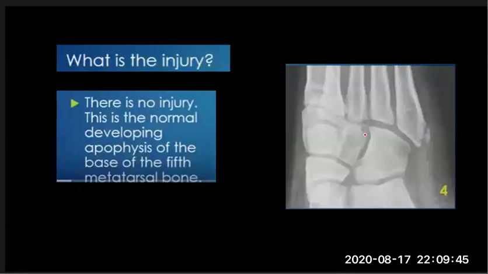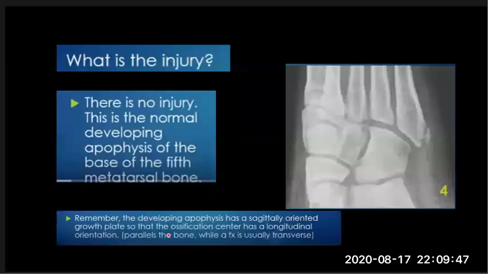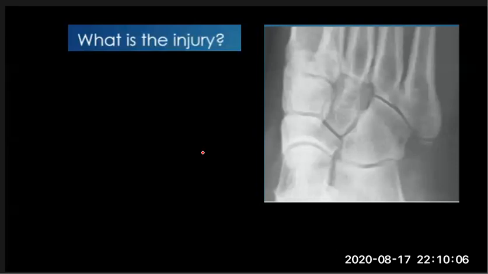But what about this one? Okay, this is as he said. It is vertical or sagittal oriented, so this is a normal variant, not to be mistaken for an avulsion injury. What about this one? What is the injury here? Is it an injury or is this normal also?